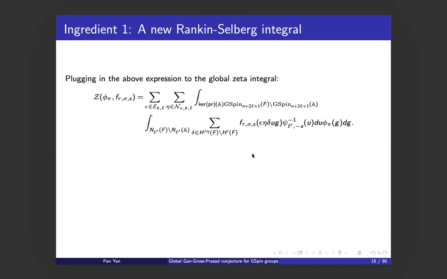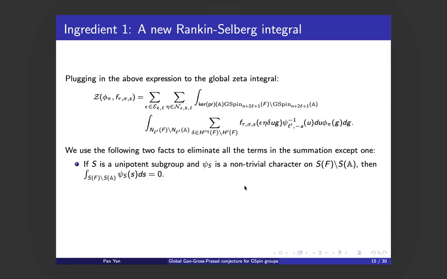Okay, so we're going to use the following two facts to eliminate all the terms in the summation except one. There is a summation over epsilon and eta here, but eventually only one term survives. The first fact is that if S is a unipotent subgroup, and if psi sub S is a non-trivial character on S(A) which is trivial on S(F), then the integral of psi sub S is 0.